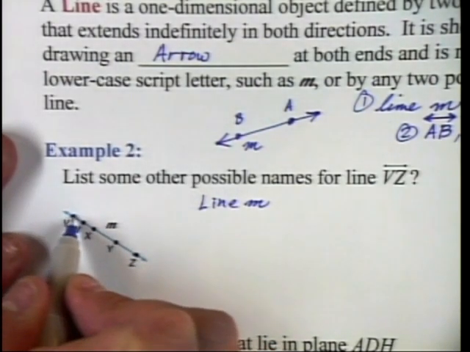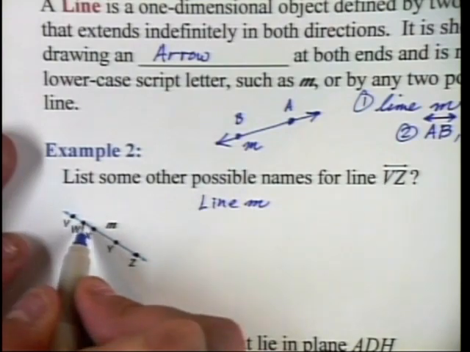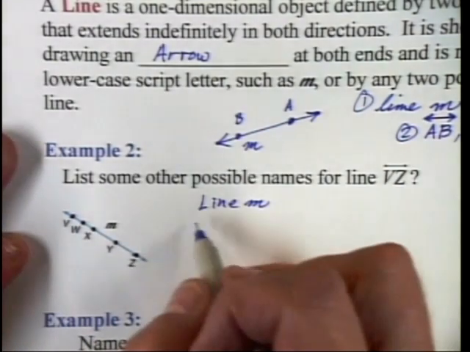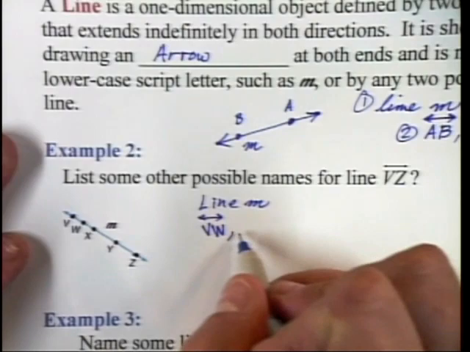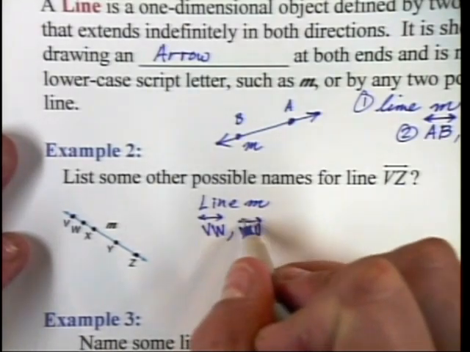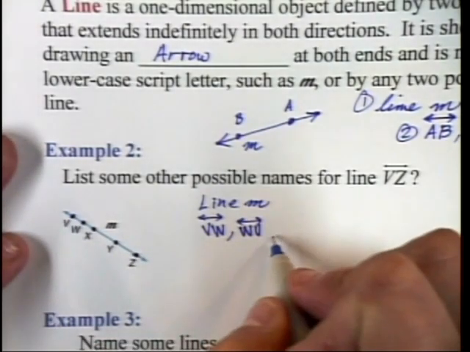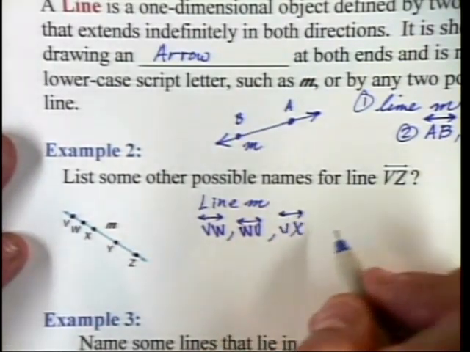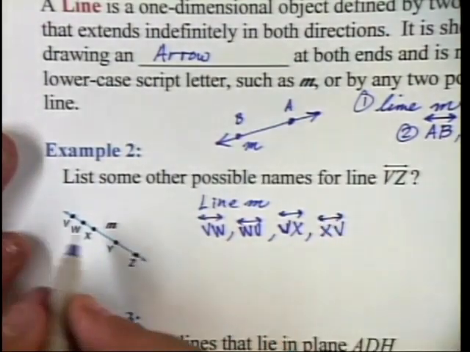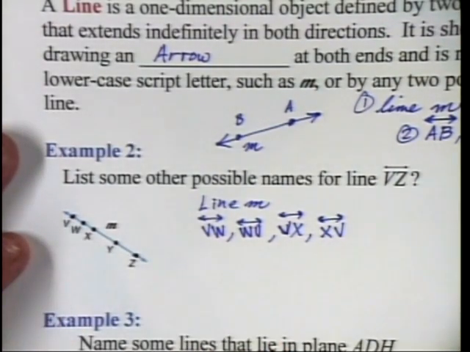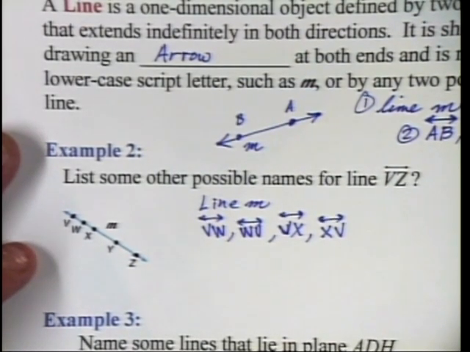We can start listing from point V on. We can go from V to any other point. Let's go to W here. I can call it VW. And as long as I put the arrow above, that's going to be the same line. I can also flip that around, call it WV, double-headed arrow. We're good. I can go from V to X, double-headed arrow. We got the line. I can, of course, flip that around, XV. So it doesn't really matter what combination of letters I use here. There's actually 20 different combinations if you include reversing the letters. So that makes 20 plus line M. There's 21 different ways to name this line.